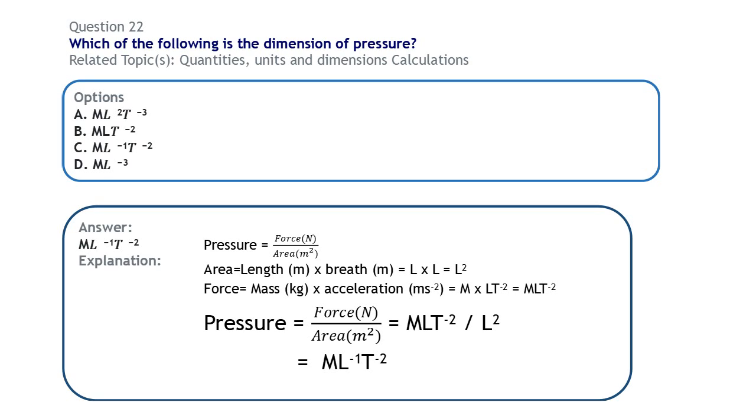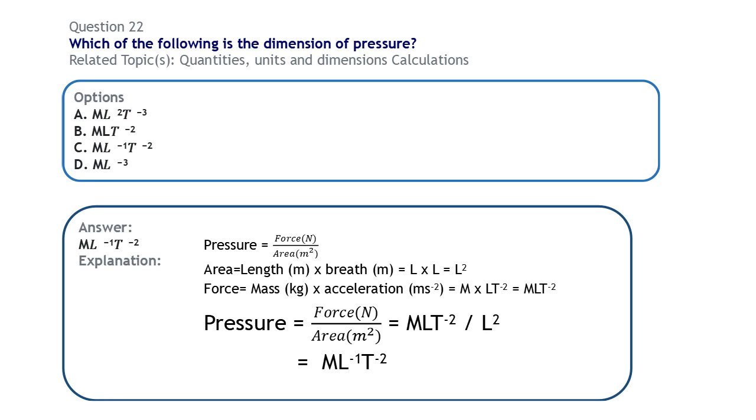Area is, let's say, take the area of any body, let's say a rectangle, length times breadth. So we have length measured in meter, and the dimension of anything measured in meter is capital L. Breadth is also measured in meter, so its dimension, like I said, is capital L. So we have L times L, that's L square. Then we look at force.